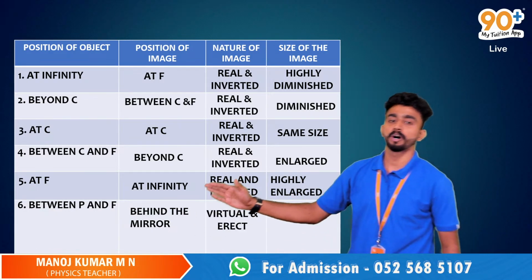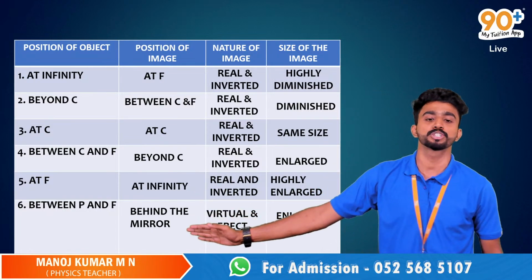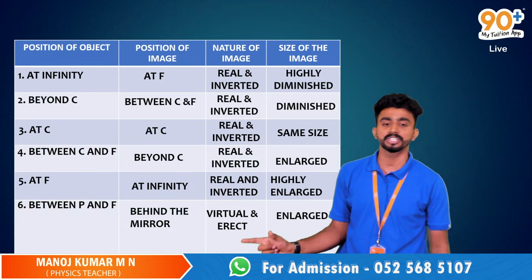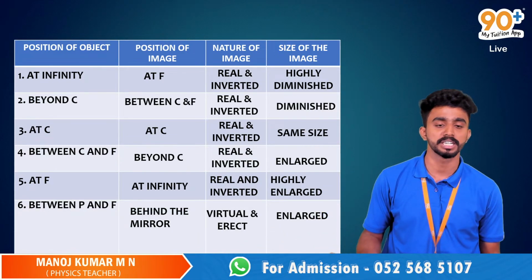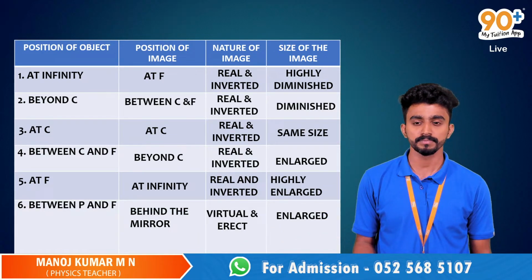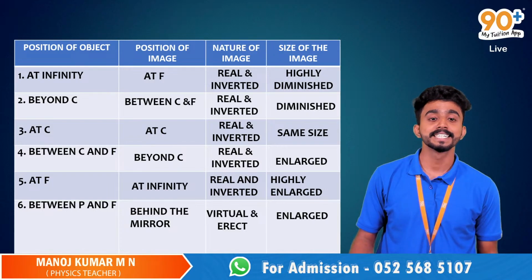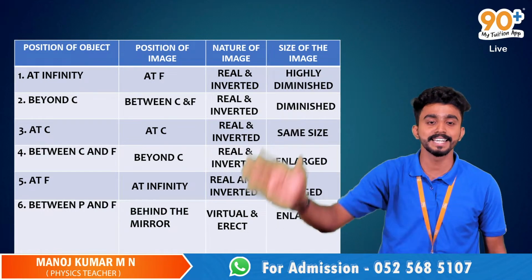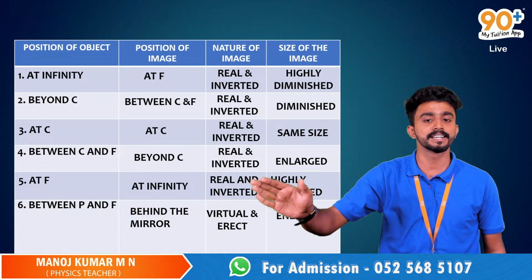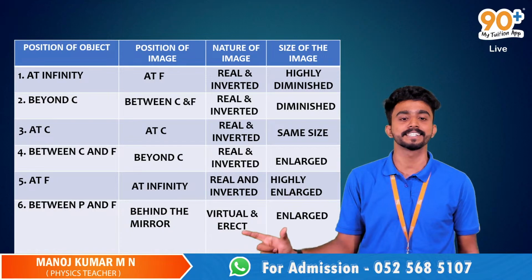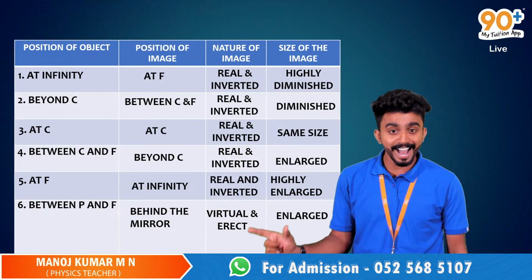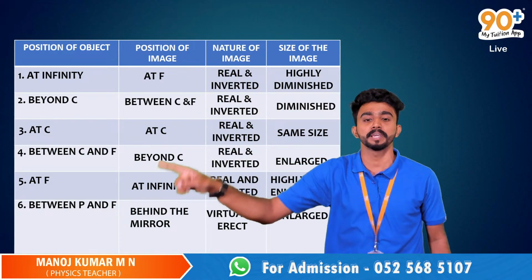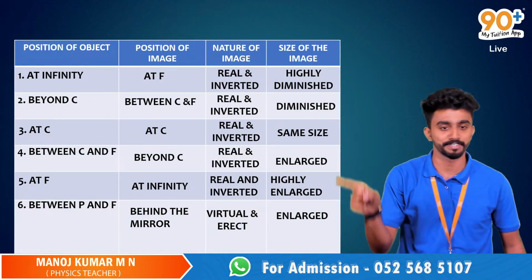Now, when we keep the object between P and F, we will get the position of the image behind the mirror and the nature as virtual and erect and the size of the image as enlarged. Got it, everyone? So guys, in all these cases, the nature of the image is real and inverted, and only in this case it is virtual and erect. And there is a relation with respect to the formation of image and the size of it.